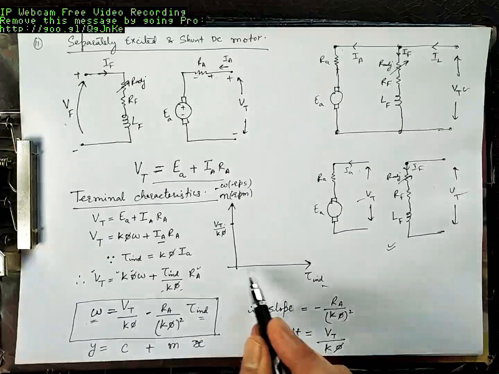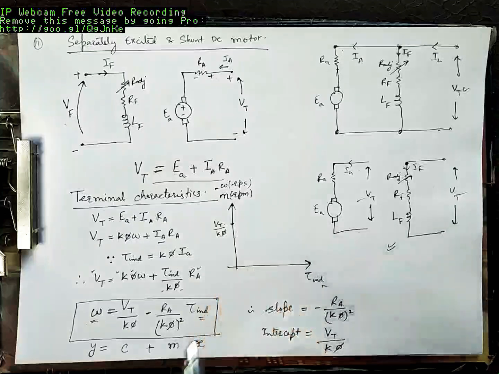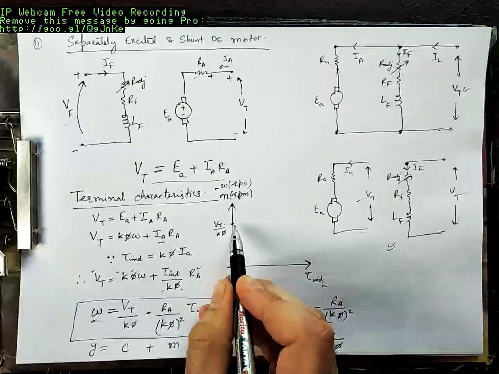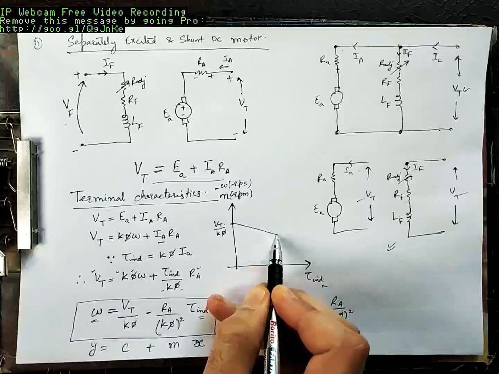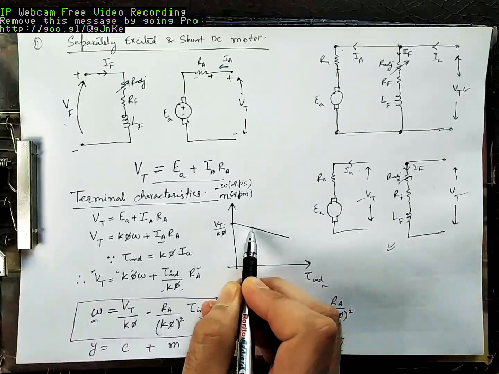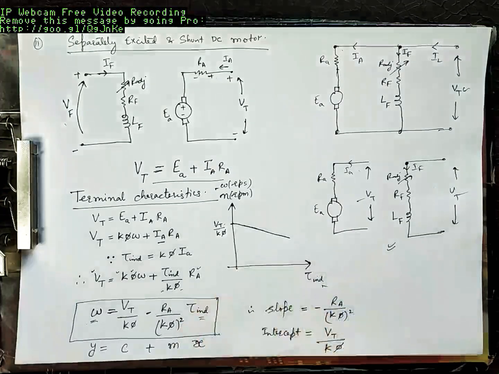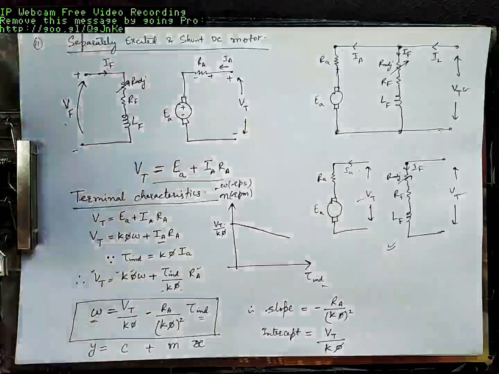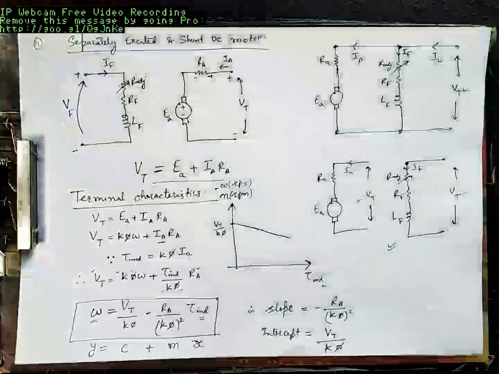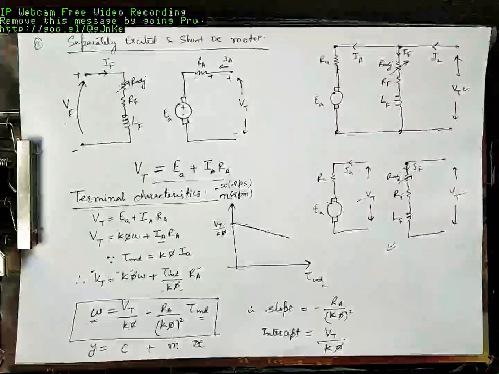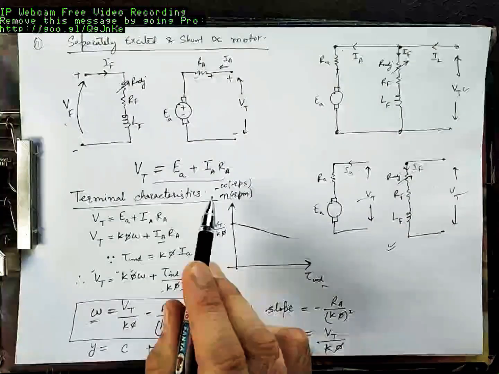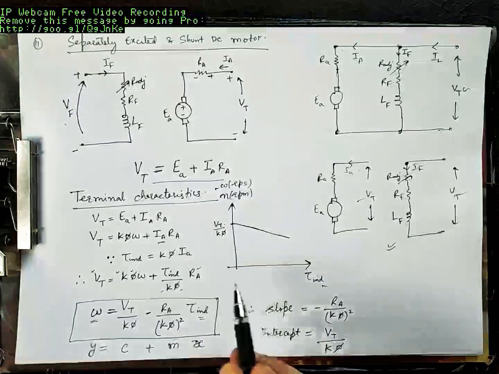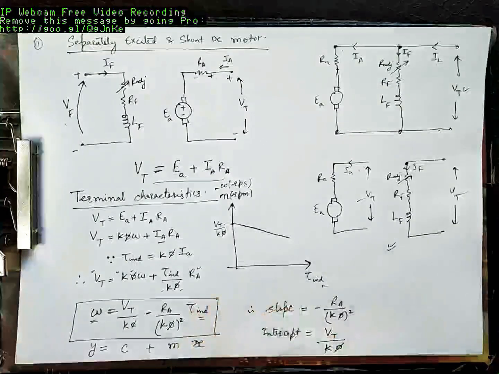As tau induced increases, omega will keep on decreasing. Why? Because the slope is negative. Let us suppose this is the rated torque of the machine, where this is omega and this is induced torque. So as induced torque increases, omega keeps on decreasing.